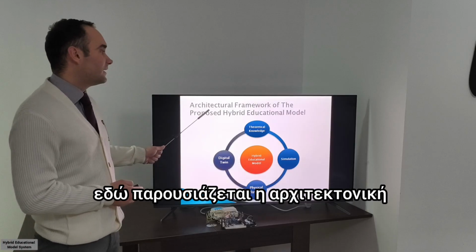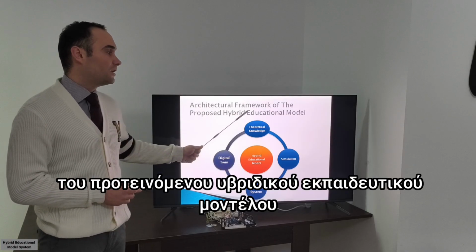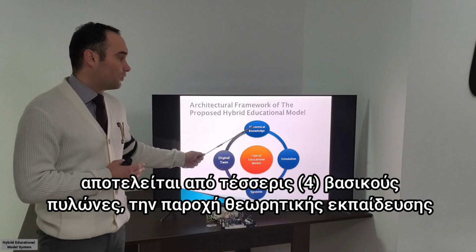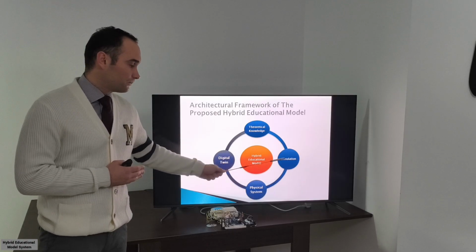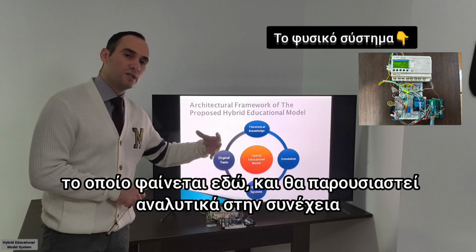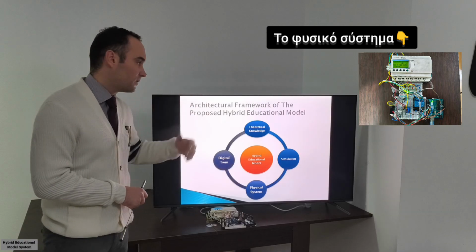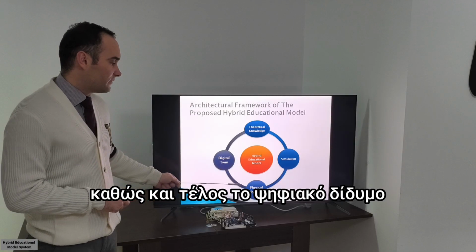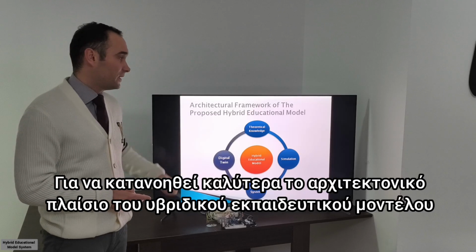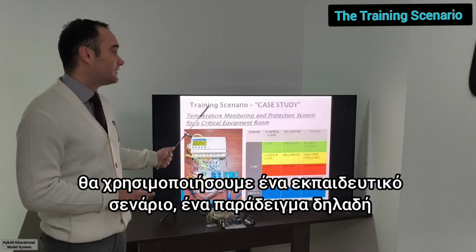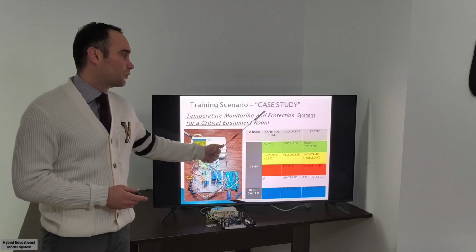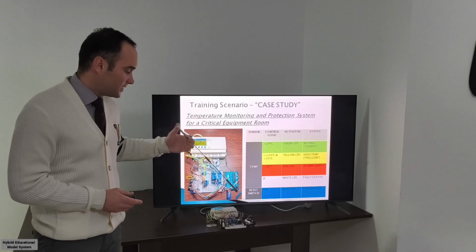This is the architectural framework of the proposed hybrid educational model. It consists of 4 main cores: theoretical knowledge, simulation, physical system, and digital twin. This is the physical system. You're going to see later how it works with our computer, what has happened specifically. To understand this architectural framework better, we're going to use a training scenario, a case study. This scenario will be a temperature monitoring and protection system for a critical equipment room. This is the device here.